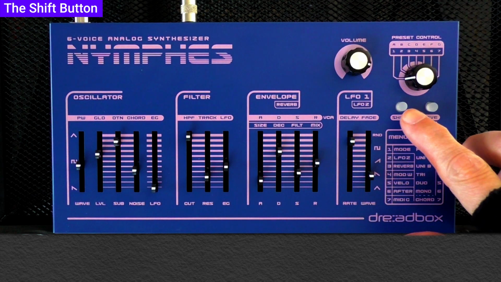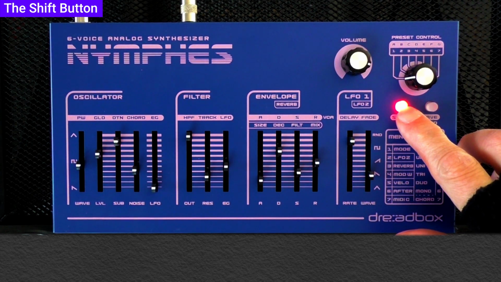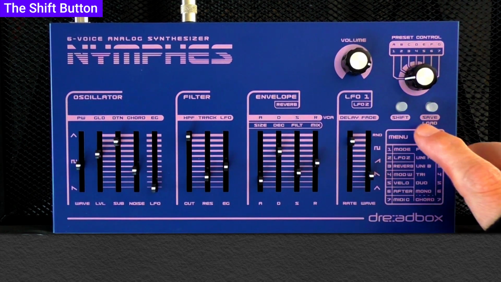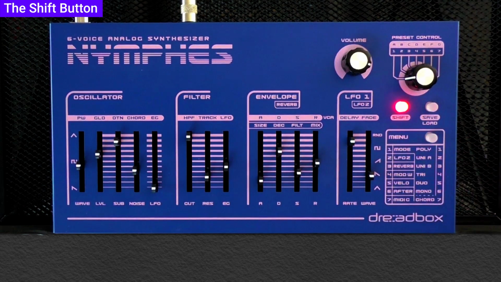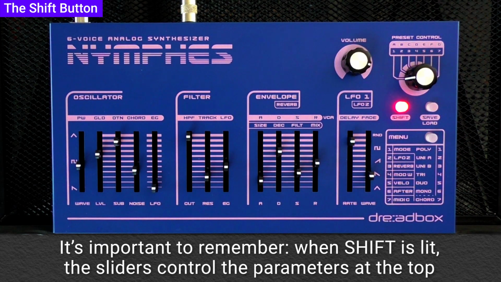You can either temporarily press the Shift button and it will light up, or you can quickly double-click the Shift button and it will stay lit. Again, it's important to remember, as long as the Shift button is lit, the sliders will control the parameters labeled at the top.